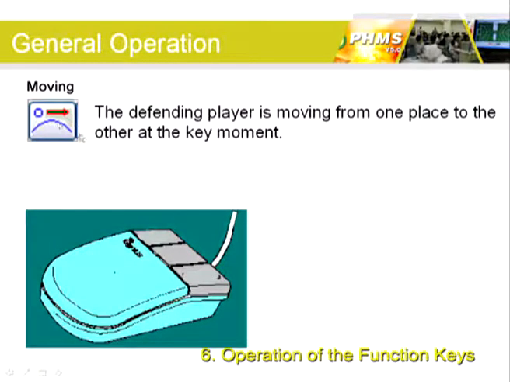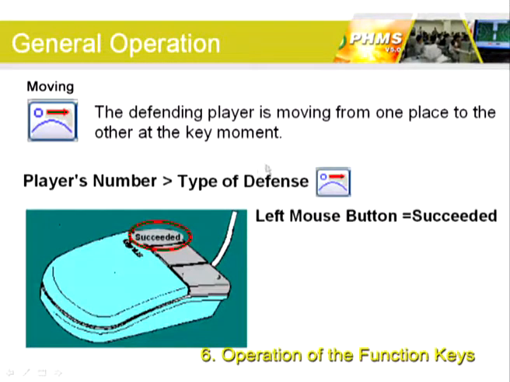Okay, this means moving. From the picture we can see very clearly, it means the defending player is moving from one place to another at a key moment. What is a key moment? Just in time. You must move quickly to stop the attacker from getting a chance to shoot, from getting the chance to have a goal. It's the same usage: the player's number and the defender's name, and the type of defense, moving. And left means succeed, right means fail.